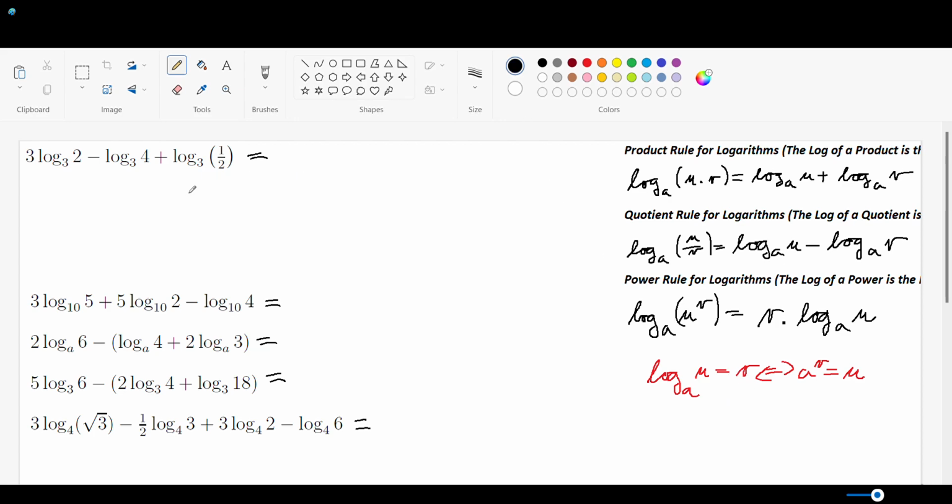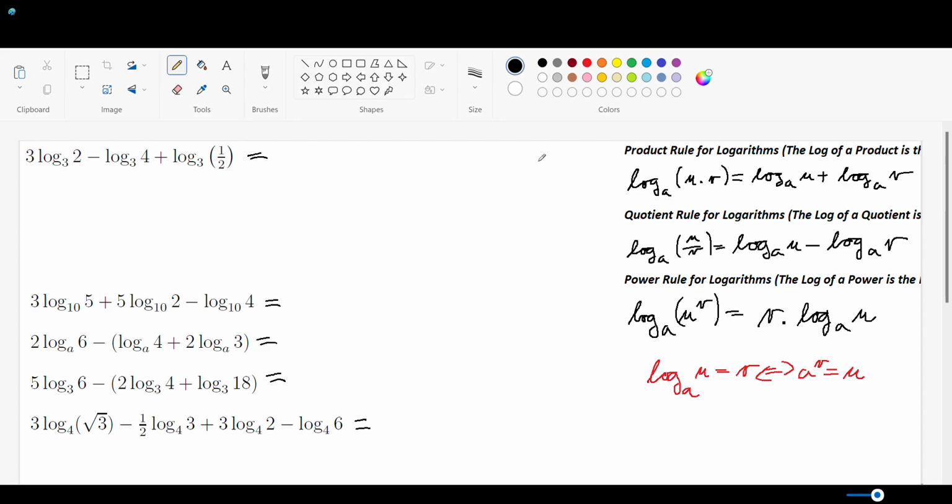So let's have a look at the first exercise, which is 3 times logarithm base 3 of 2 take away logarithm base 3 of 4 plus logarithm base 3 of 1 over 2 is equal to. If you want to try it on your own by applying these rules of logarithms, you can do it, and I will now write the result for all the numerical expressions, and you can try it on your own.